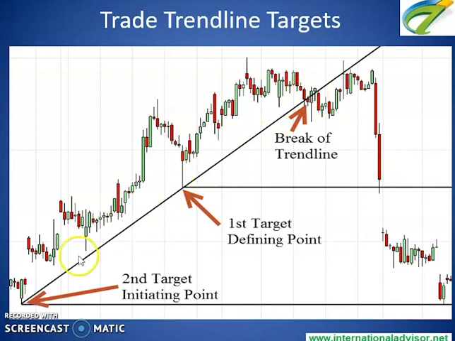Here it's broken, and we also discussed this is a support line as well, because this is upward sloping and it was a bullish move. So once it's broken and we enter with the selling price with the stop possibly above this point, and we will discuss a lot of other factors, but this is just for the basic overview. So every trend line has two built-in targets. First target is this defining point or the confirming point, and second target is the initiating point.